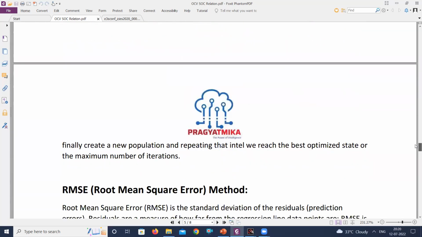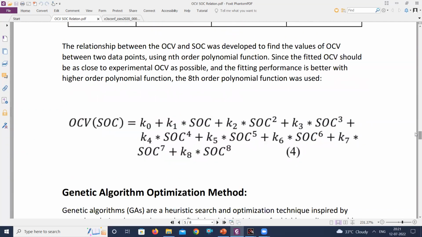This is actually used in artificial intelligence or machine learning, but here we have the data set actually available. So that's why a similar algorithm is used in this.